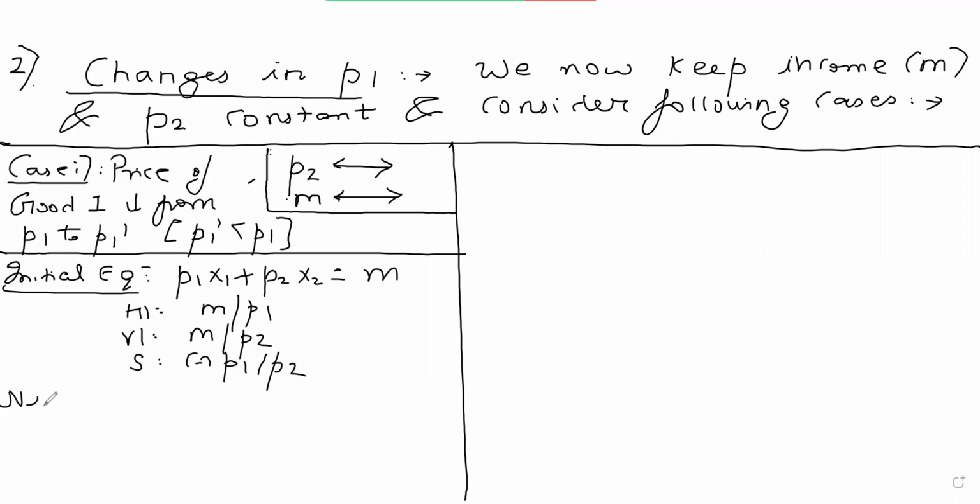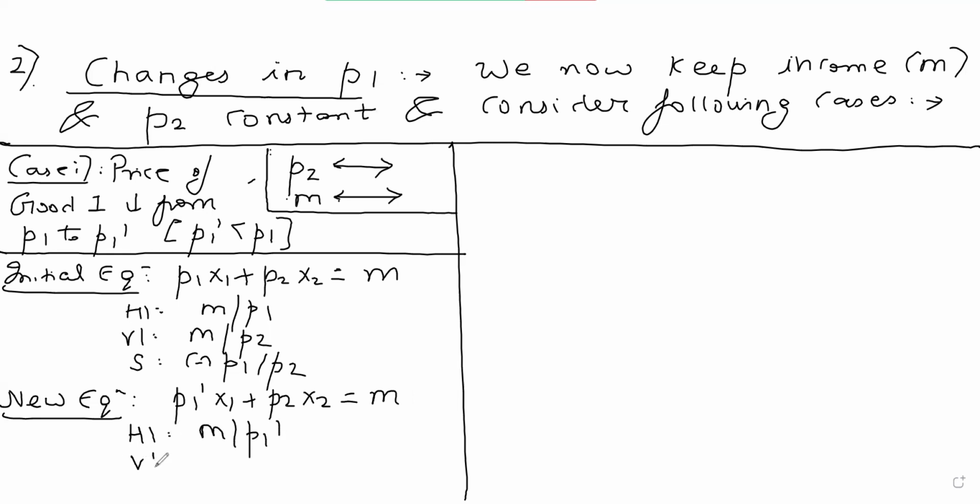New equation, P1 dash x1 plus P2 x2 equal to M. Now income is the same, P2 is the same, but my price now is P1 dash. Horizontal intercept M by P1 dash, vertical intercept M by P2, slope minus P1 dash by P2. Now guys, compare these three with these three.